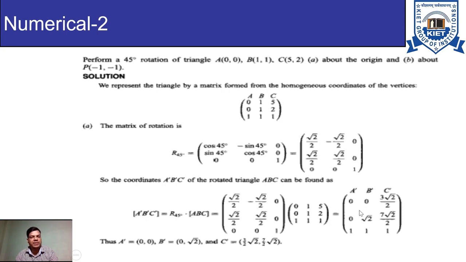Here one thing you should remember, matrix multiplication is not commutative, so the order of matrices is very important. You cannot say that A into B is equal to B into A. So this order should be followed, and whenever you are solving any numerical, you should write the transformation matrix first, then the object matrix. So the multiplication is transformation matrix into object matrix. Here are the new coordinates of the triangle: a dash 0 comma 0, then b dash 0 comma root 2, and c dash 3 by 2 root 2 comma 7 by 2 root 2.